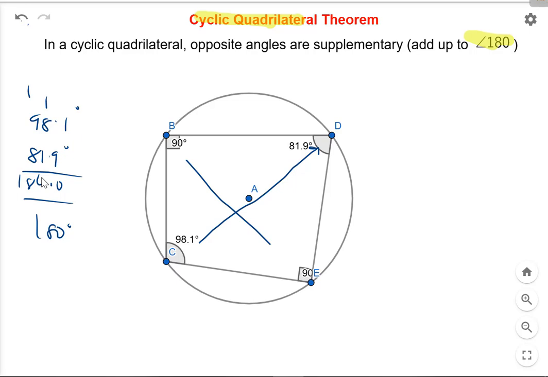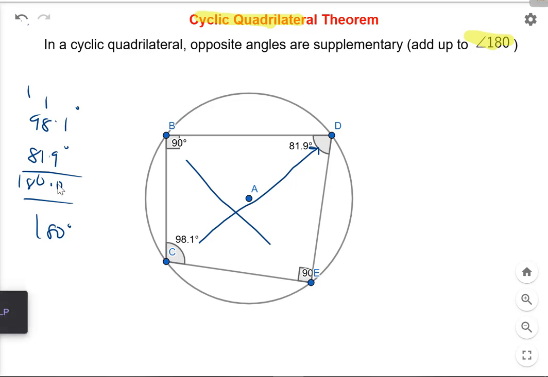Now, a key reminder is to make sure that the four corners are all touching the circle. The four corners must all touch the circle. I repeat, the four corners must touch the circle. It doesn't matter where they are touching it. If they are all touching the circle, the theorem will work.